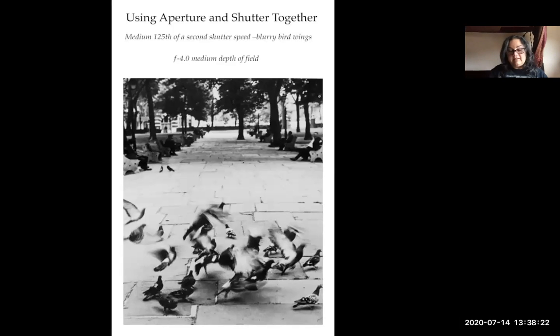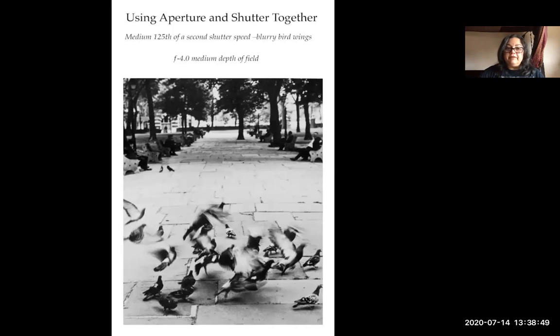In this next example, the aperture has been stopped down by 2 stops, so from f2 to f4, and the shutter speed is now 2 stops faster at 1/125th of a second. It's actually 3 stops. Yeah, it's 3 stops, but anyway, sorry.